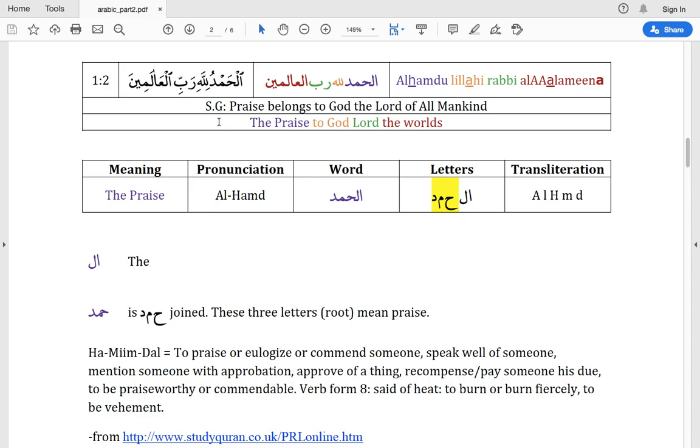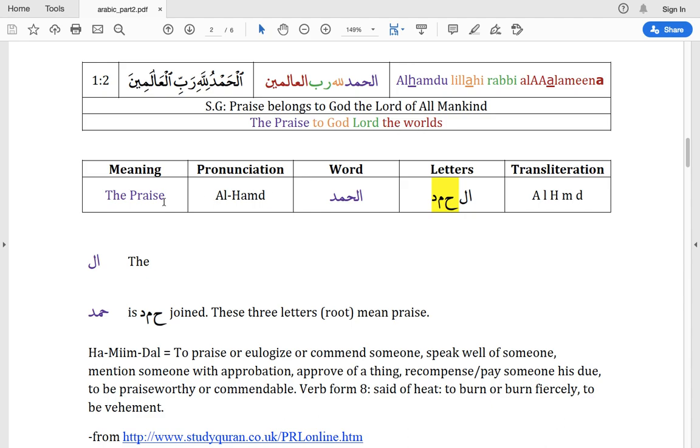Now, Brother Gerrans translates this as: Praise belongs to God, the Lord of all mankind. Its literal translation is color coded here. Alhamdu is the praise. Lillahi is to God. Rab is Lord. Al Alamin is the worlds.